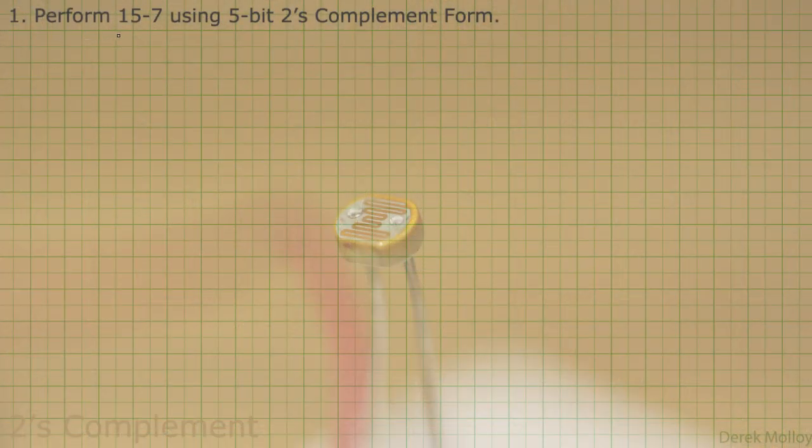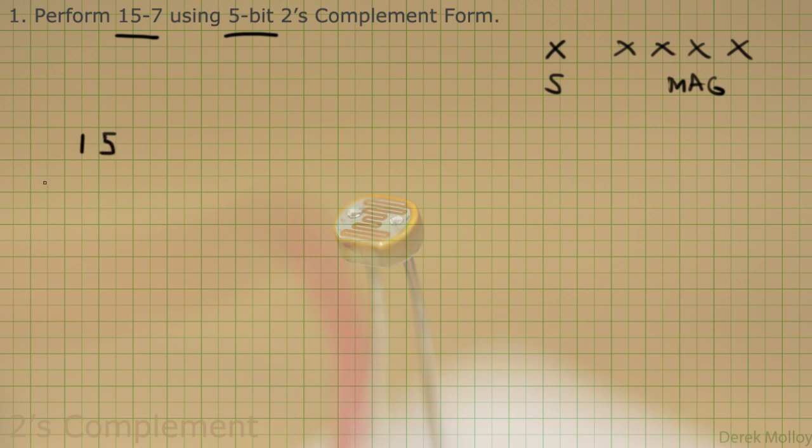So the first question says perform 15 minus 7 using 5-bit 2's complement form. 5-bit 2's complement means we've 1 bit for the sign bit and we have 4 bits for the magnitude. So this is the magnitude and this is the sign bit. So that's the way that we structure this. So what we want to do now is write out what we're trying to do. So 15, and we're going to use addition for this. It's 15 plus minus 7. That's what we want to evaluate.